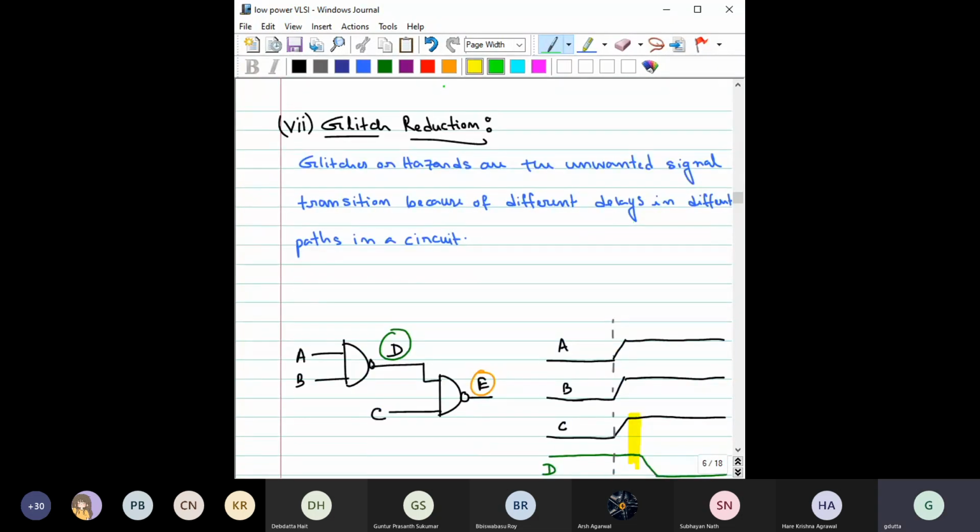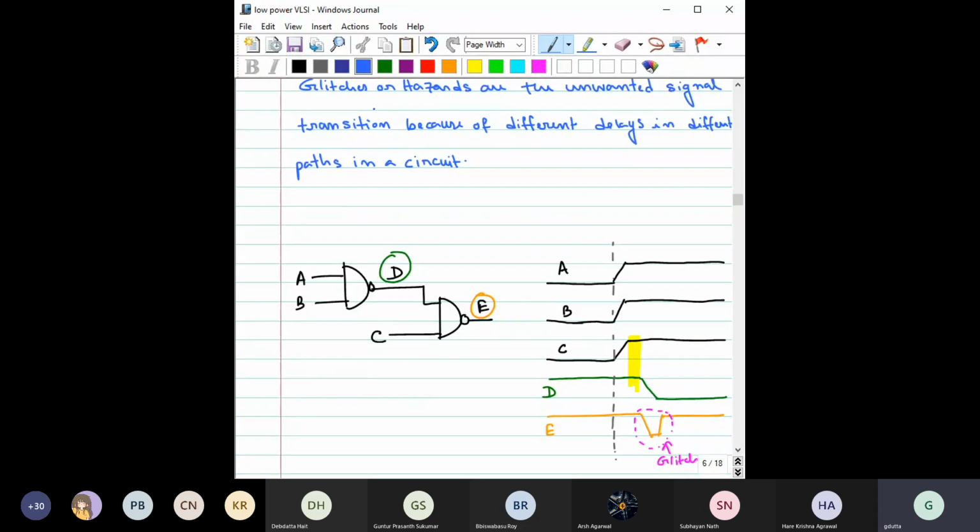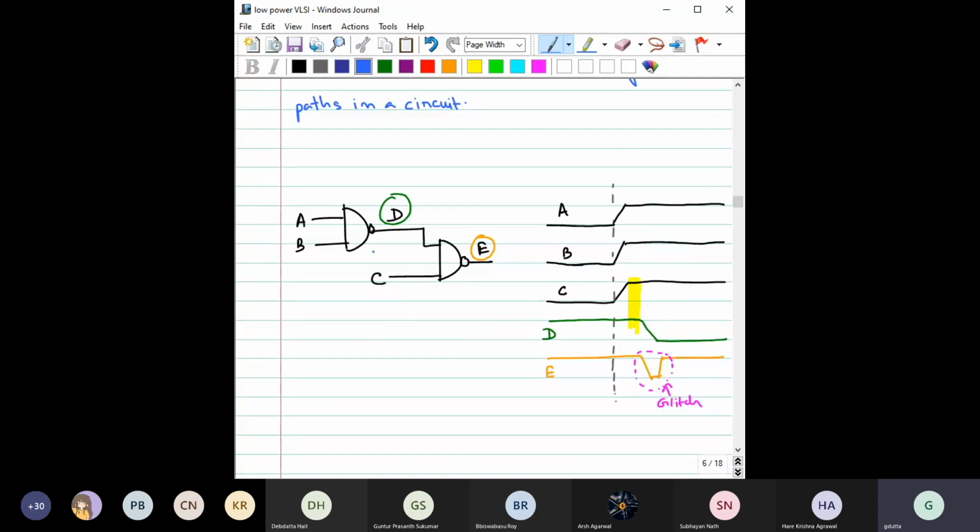Then glitch reduction is very important. So what do we mean by glitch? Let us take an example and illustrate it. Here you can see the A and B inputs, here is input C, and this is D and E. A, B, and C are fed from the same input source, so with respect to the time scale, they change at the same time. But you see here, this is D, and D is the input for the next gate.